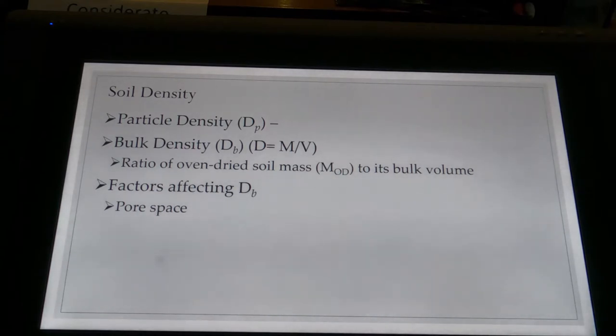If you increase the bulk density, what are we doing? We're putting more soil in. Well, it's like putting 5 pounds or 10 pounds in a 5 pound bag, right? You've got to cram that in there. So you're taking the pore space out of it.